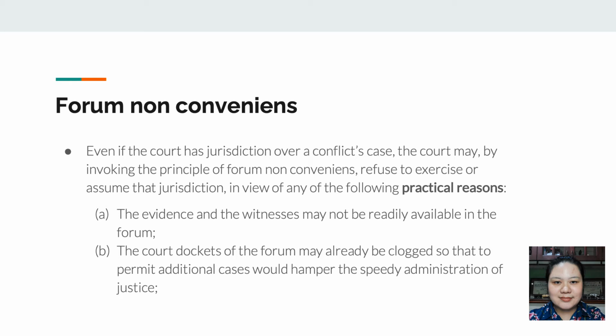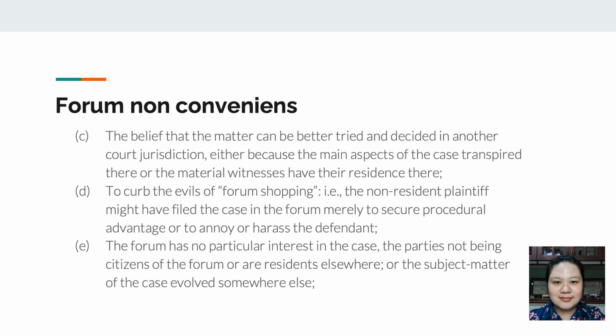a. The evidence and the witnesses may not be readily available in the forum. b. The court dockets of the forum may already be clogged, so that to permit additional cases would hamper the speedy administration of justice. c. The belief that the matter can be better tried and decided in another court jurisdiction, either because the main aspects of the case transpired there, or the material witnesses have their residence there. d. To curb the evils of forum shopping. That is, the non-resident plaintiff might have filed the case in the forum merely to secure procedural advantage or to annoy or harass the defendant.